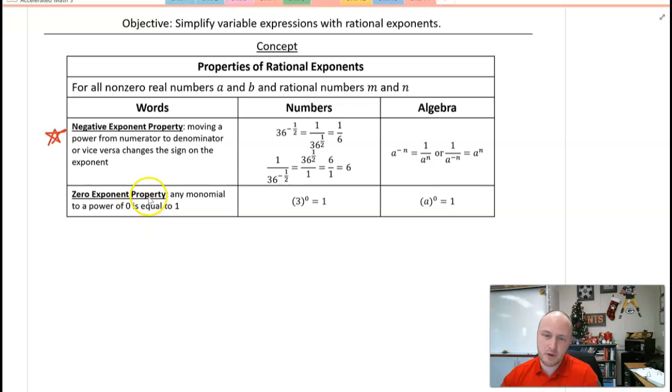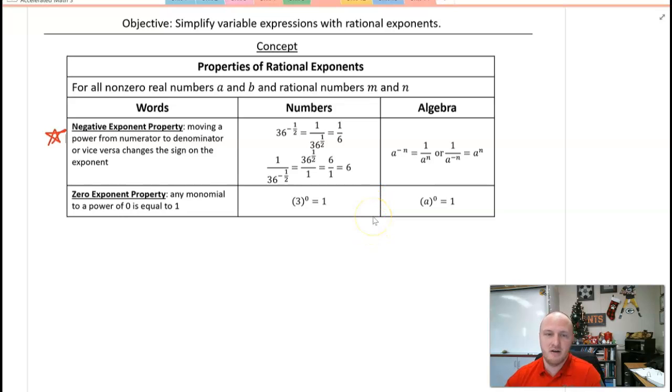And then the zero exponent property: anything raised to the power of 0 is 1. 3 to the power of 0 is 1. a to the power of 0 is 1. 2 to the power of 0 is 1. If you have a cat and it's raised to the power of 0, what's the answer? It's 1. Anything raised to the power of 0 is 1, okay?